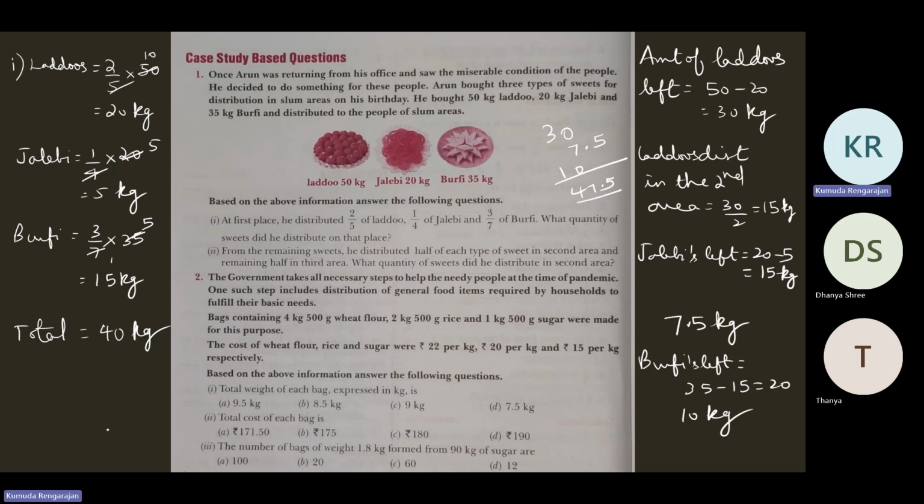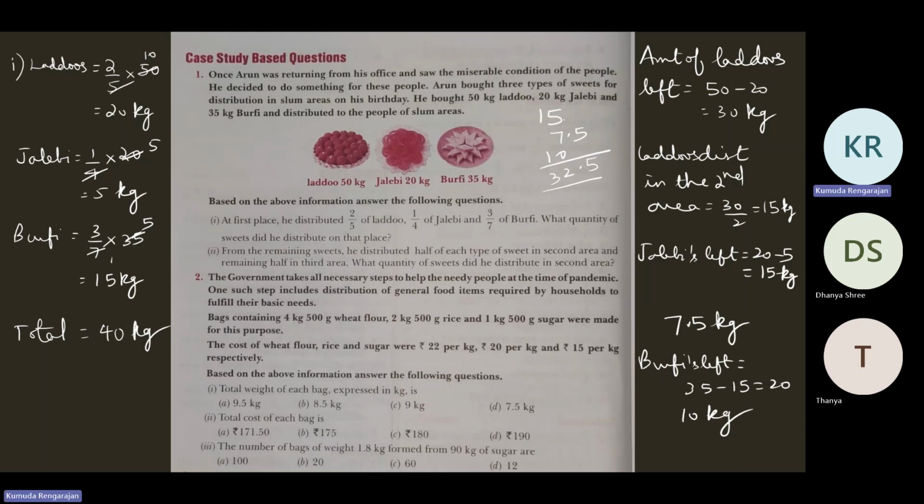Oh, sorry, 30 was left. Half of 30, so 15 plus 7.5. Is it 32.5? Correct? Yes, ma'am. Okay. Next one.